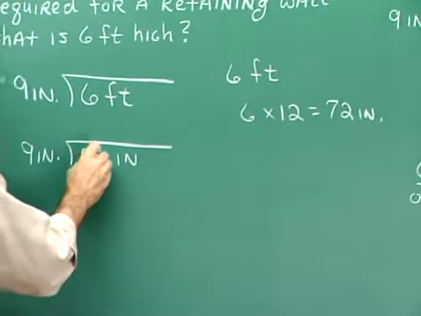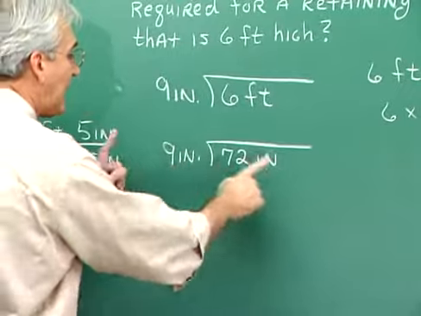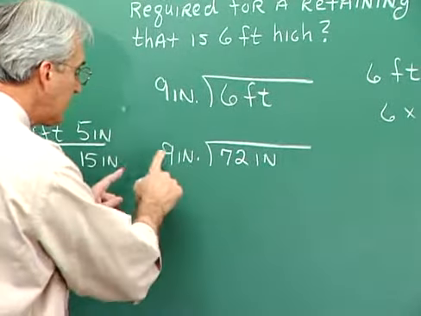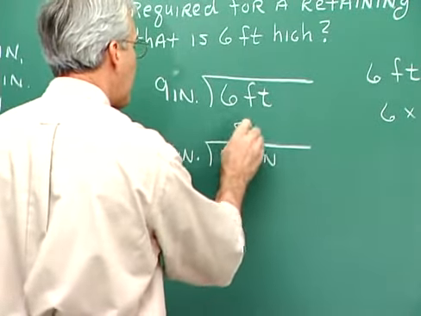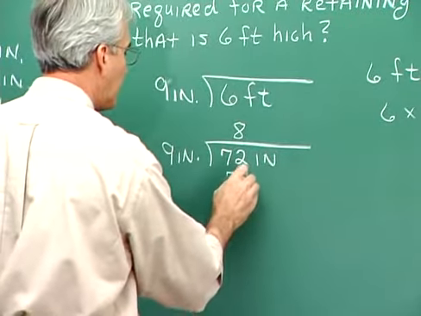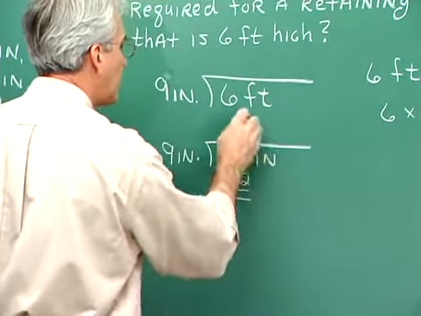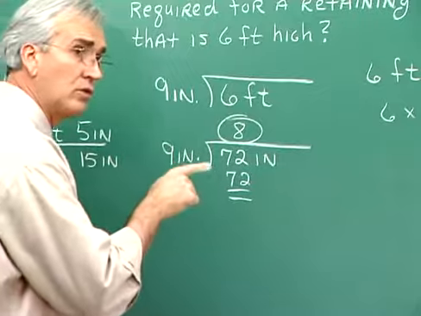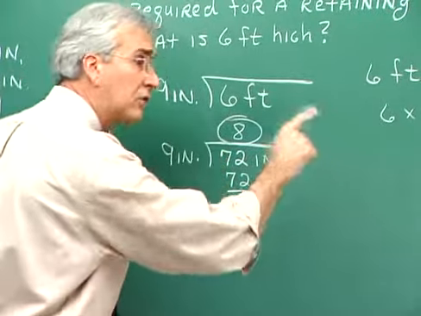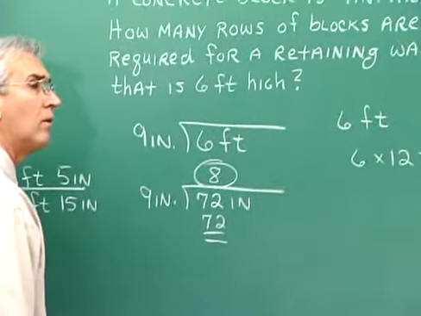All right, so 72. Now we're dividing inches into inches, you see. 9 into 72, 8. So 8 times 9, 72, it goes evenly. So it's going to take 8 of these rows, you see, of the blocks to make the retaining wall.